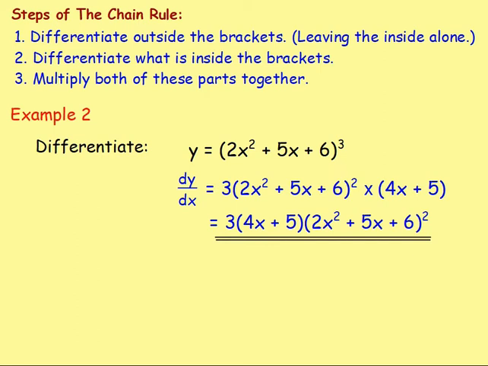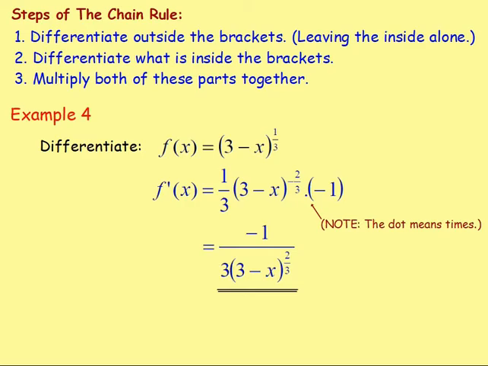This one here, again, we've got brackets to the power of something. So bring the power down, take 1 off the power, leave the brackets as they are. Differentiate what is inside the brackets, 4x plus 5, and then multiply by the 4x plus 5. Make sure you've got brackets there. You need those brackets because you're multiplying everything by the 4x plus the 5. And that is what you would get.